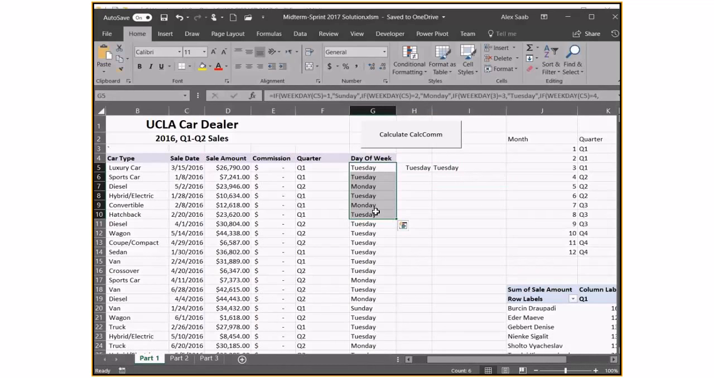Is the lab's next version 2013 or 2016? 2013. Okay.